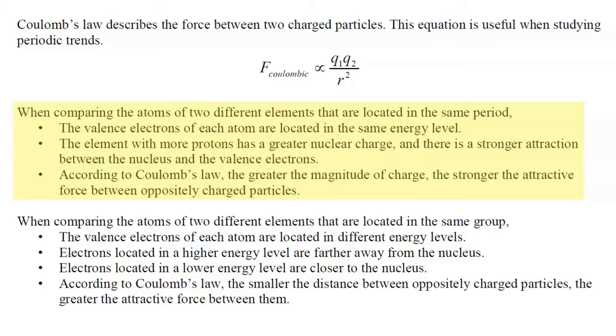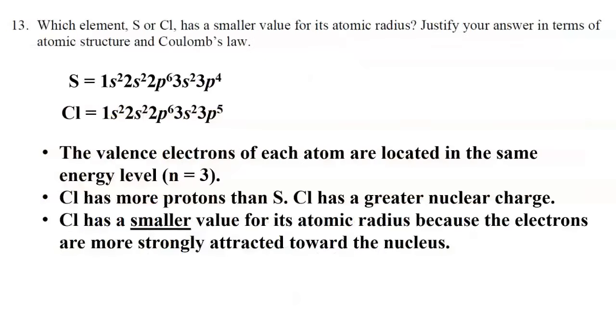The element with more protons has a greater nuclear charge, and there is a stronger attraction between the nucleus and the valence electrons. Now we're talking about atomic radius here. That's going to make chlorine smaller in size. The smaller atomic radius would be for chlorine because the electrons are more strongly attracted toward the nucleus. So as you can see, I've mentioned the electron configuration of each element, talked about what they have in common, same energy level for the outer shell electrons. Chlorine has more protons, greater nuclear charge, stronger attraction toward the nucleus, and chlorine has the smaller atomic radius.